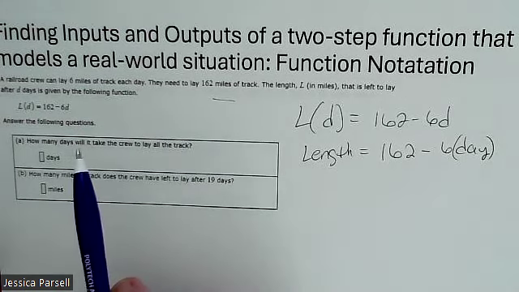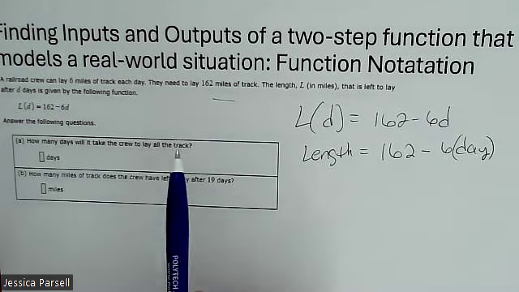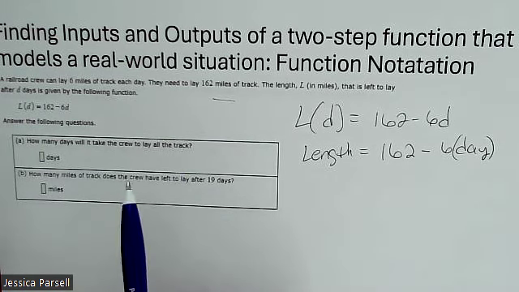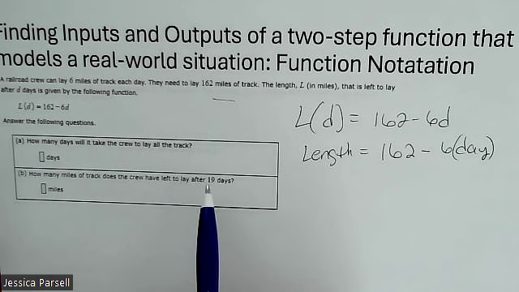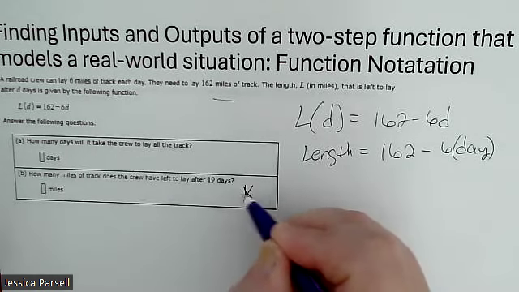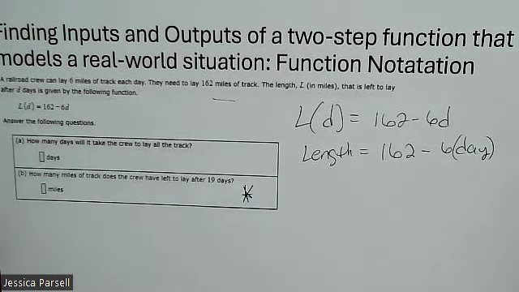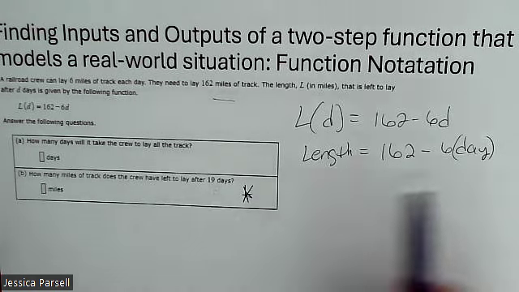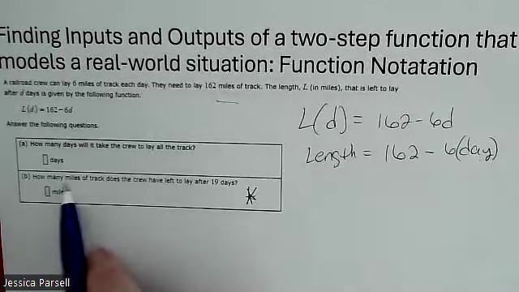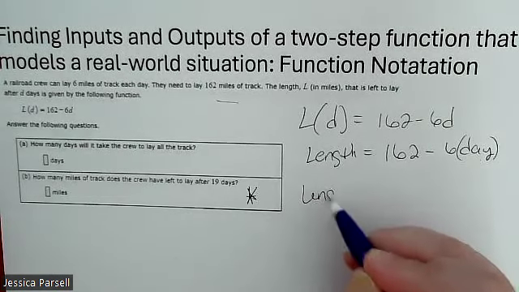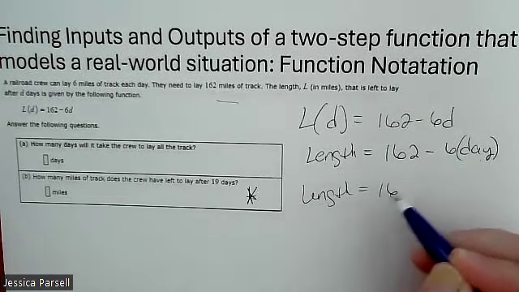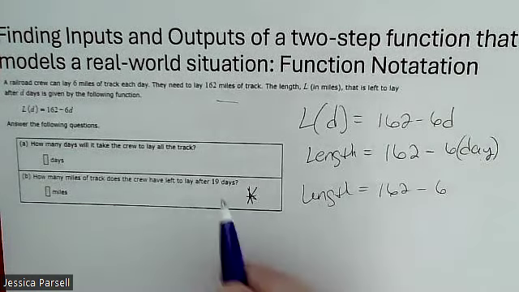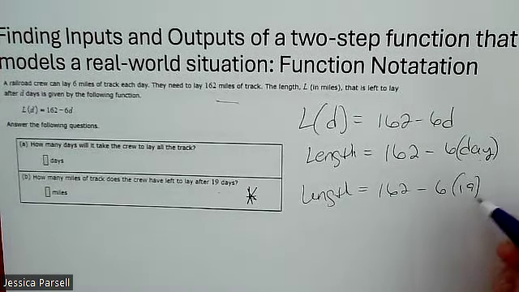Okay, how many days will it take for the crew to lay all the track? And how many miles of track does the crew have left to lay after 19 days? We're going to tackle this one first. Okay. So we're going to put 19 in for days, so we'll be able to figure out the length. The length is equal to 162 minus 6 times 19 days of work.